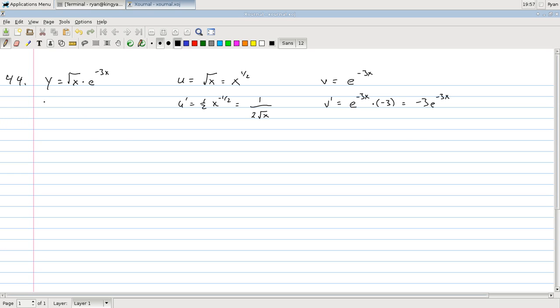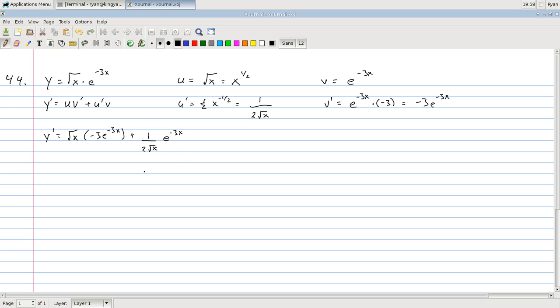Now we go and apply this in the product rule. And remember, this says that the derivative of a product can be written as u times v prime plus u prime times v. And that means our derivative then is u times v prime, so the square root of x times negative 3 e to the negative 3x, plus u prime times v. U prime times v is 1 over 2 radical x times e to the negative 3x.